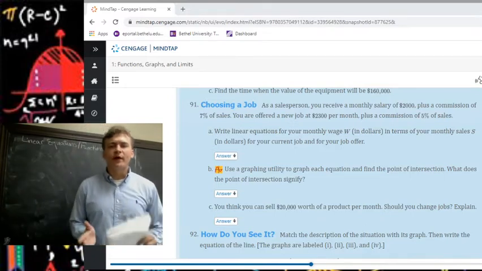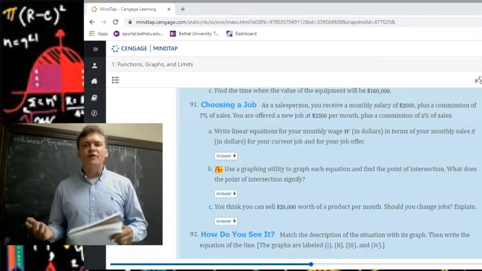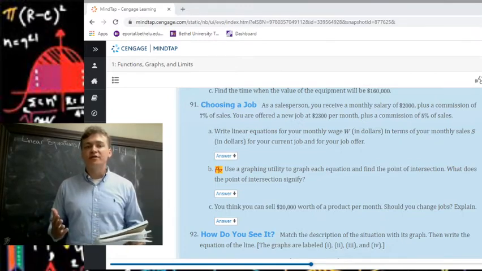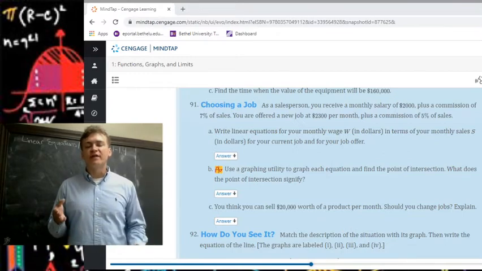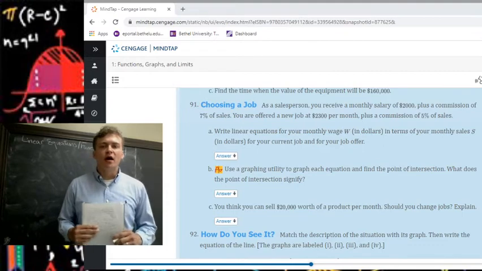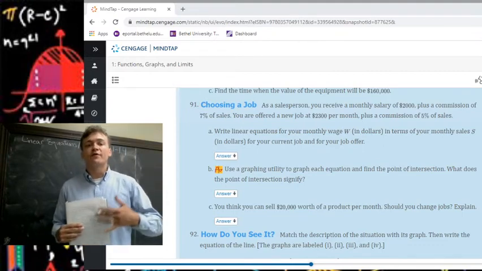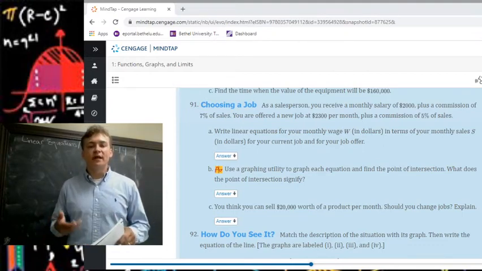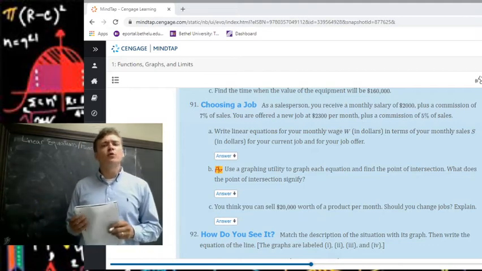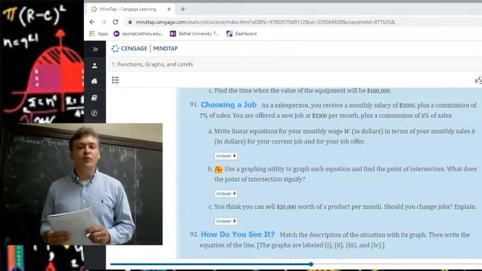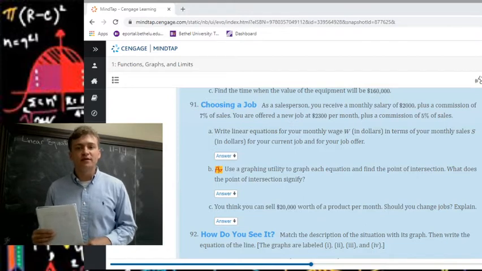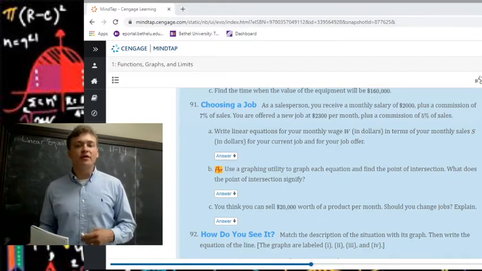So immediately off the bat, we have a current job and we have a new job. The current job does not pay as much monthly wage or monthly salary, but notice that the commission is slightly higher. So there could be some shift there in pay as time goes on. Again, the new job is going to offer you more upfront, but the commission is a little bit less in the back end. So again, understanding which one will pay more, that's what we're going to take a look at here. Part A says write linear equations for your monthly wage, represented by W, in terms of your monthly sales for both your current job and your new job offer.